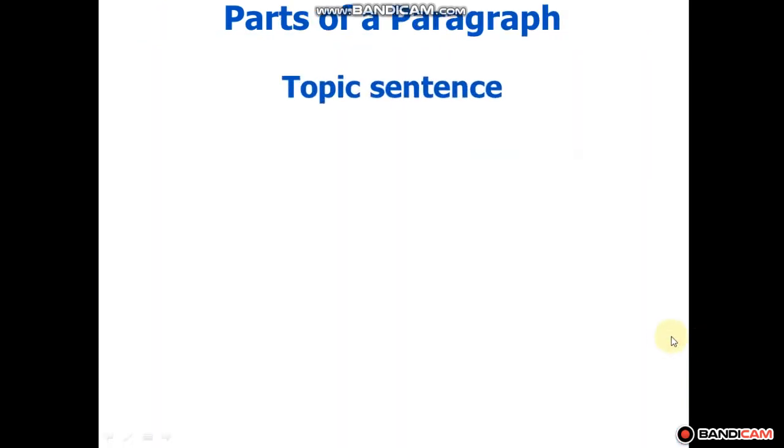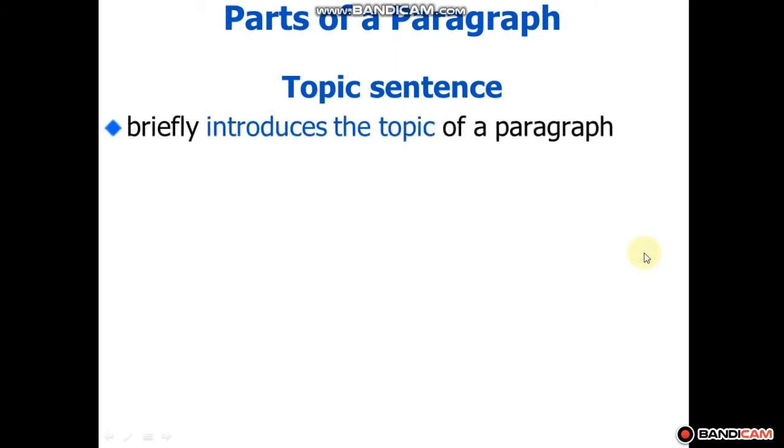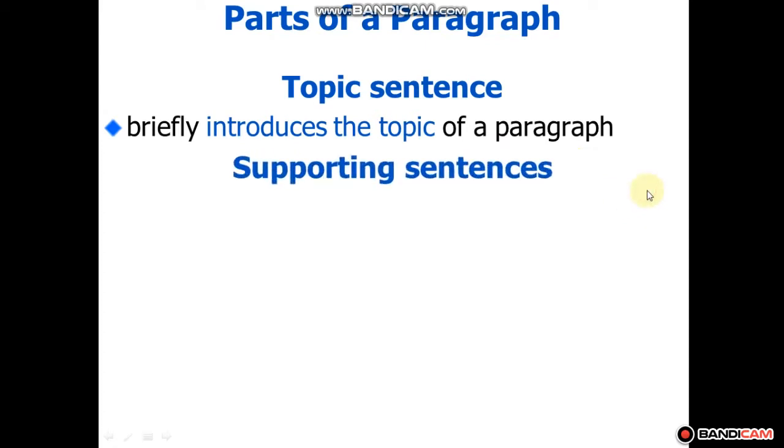Now coming to the parts of a paragraph. First of all, it's the topic sentence. Generally, it is the first sentence of the paragraph, but not always. Sometimes it can fall in the middle of the paragraph as well. But what's the function of it? Well, it briefly introduces the topic of a paragraph or unfolds the topic of a paragraph.